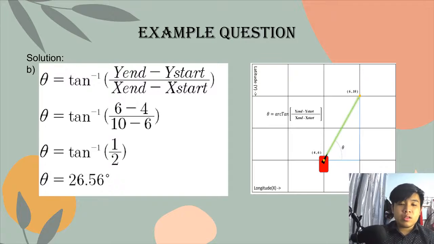We can replace and use this formula as inverse tangent of (6 minus 4) over (10 minus 6). So it is inverse tangent of 1 over 2. After the calculation, we get 26.56 degrees. That's all for me. We will move to the conclusion.